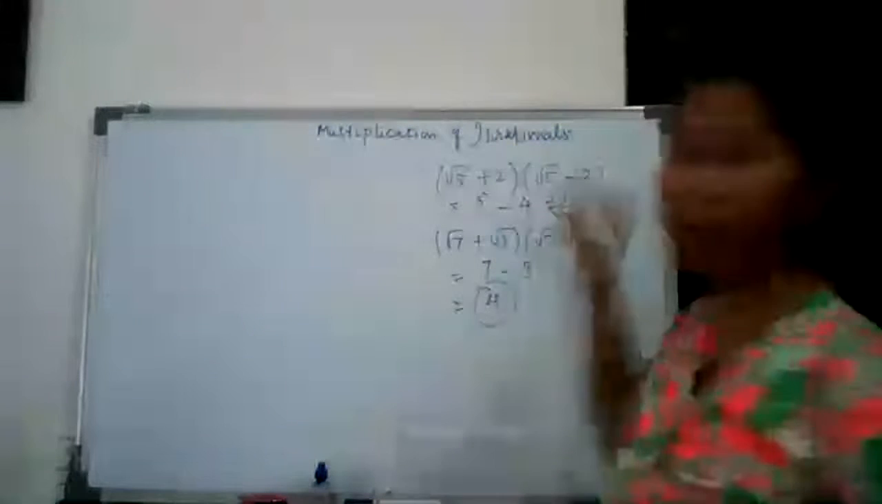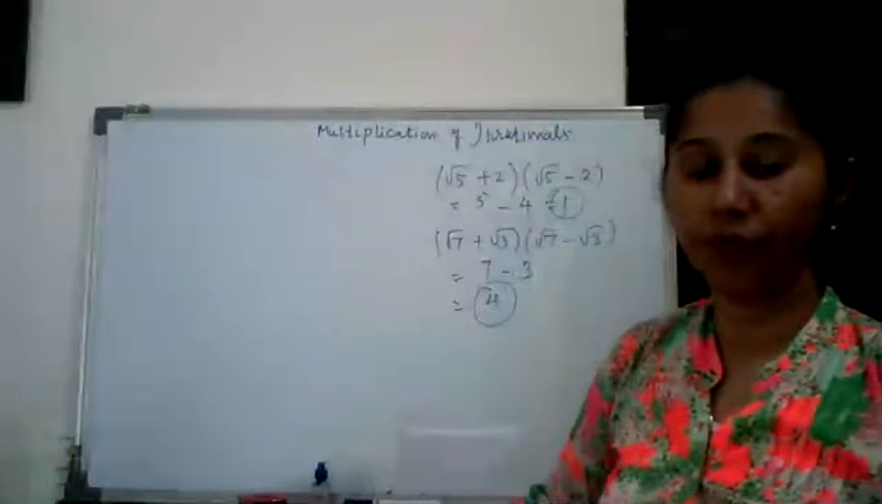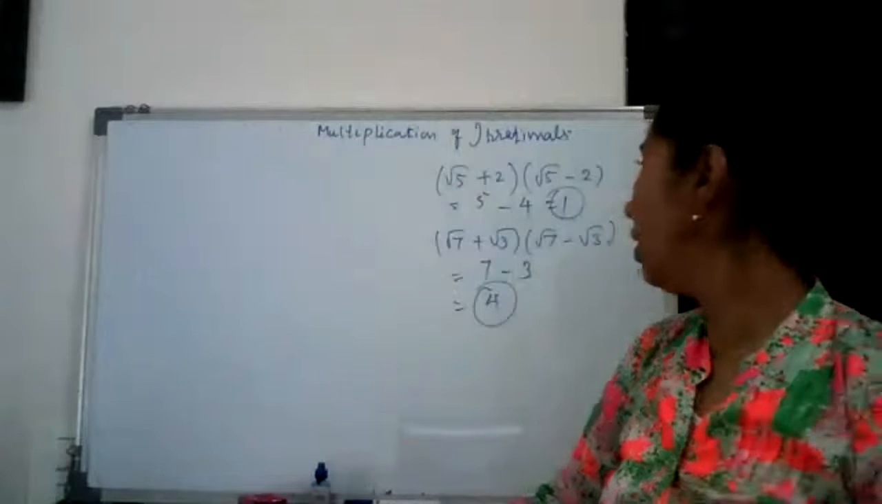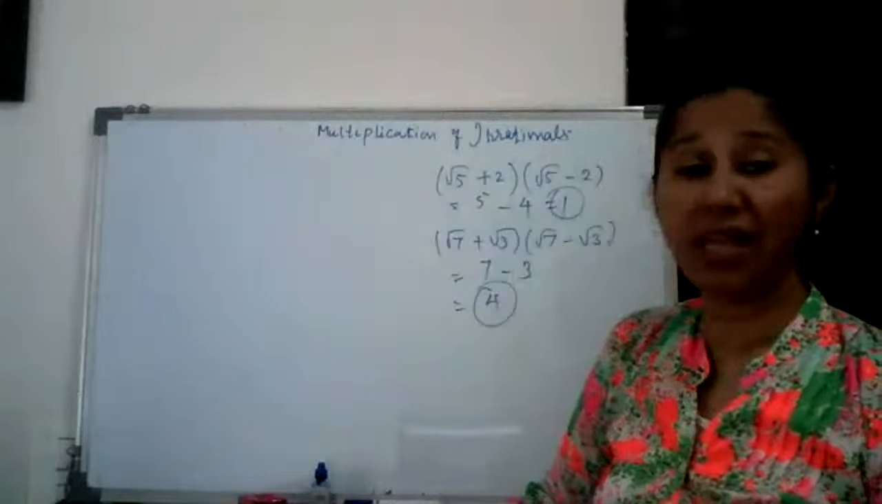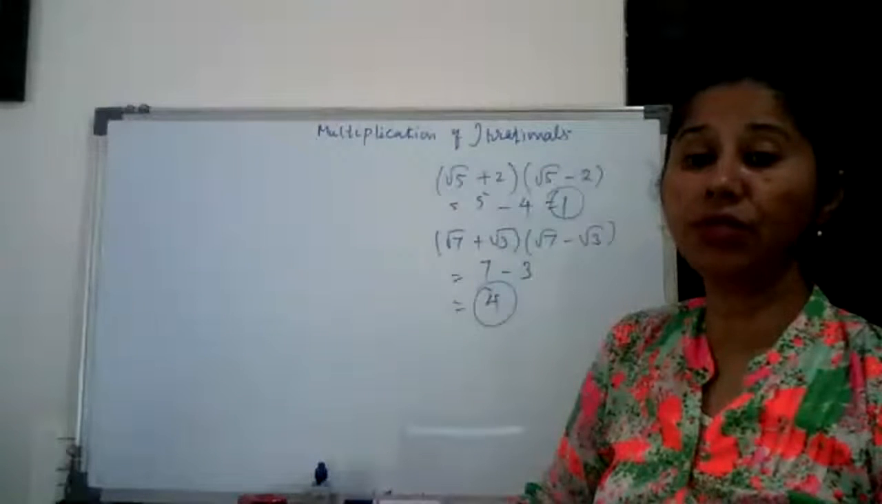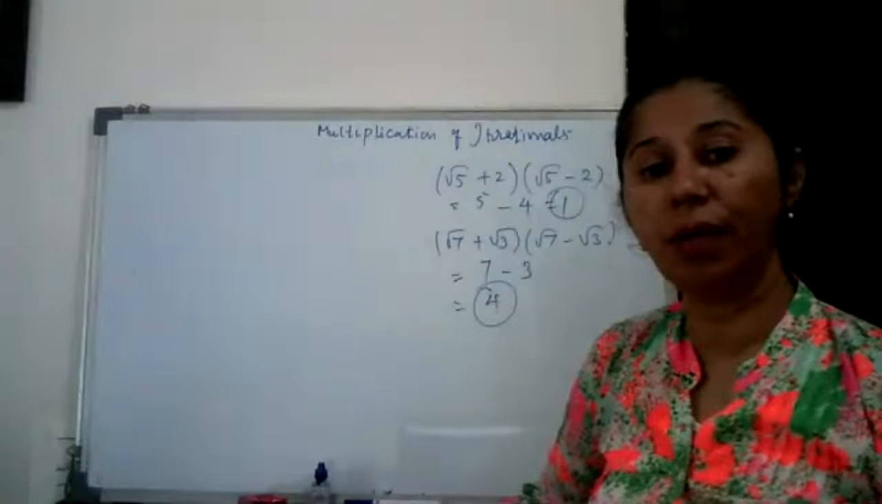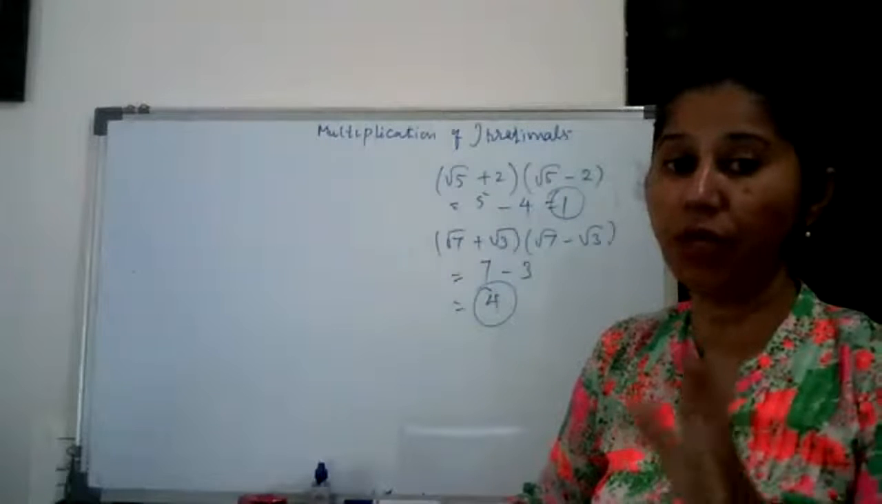So did you observe? Yes, somebody wrote 7. I think something is wrong because I think you must have changed the signs. Please remember we are using the formula here: a plus b into a minus b as a square minus b square. This is the basic formula you're going to remember.